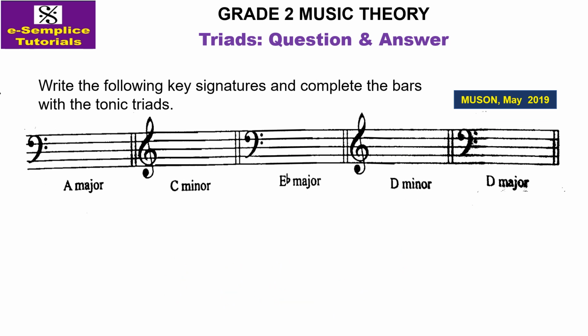Now here, write. This question is from Muzon, May 2019. Write the following key signatures and complete the bars with the tonic triads. I'm going to give you some time to resolve this. Just follow the process we've been applying. I will give you time and then I'll supply the answers. Take your time. Figure out a major tonic triad. Remember, you are asked to prefix key signatures before your triads.